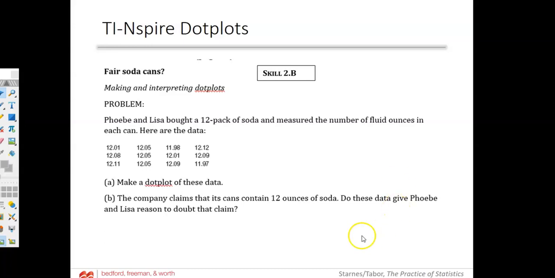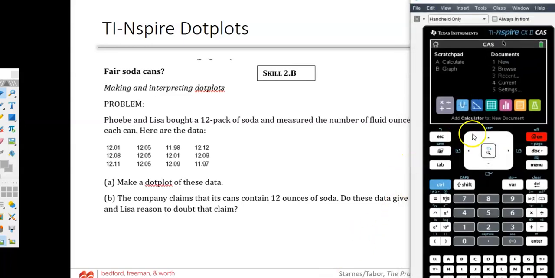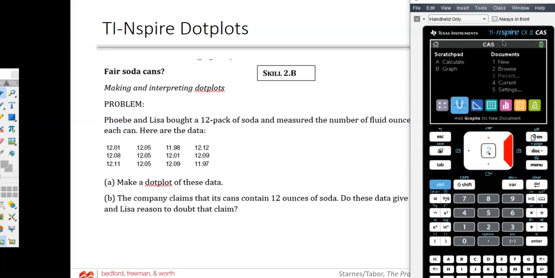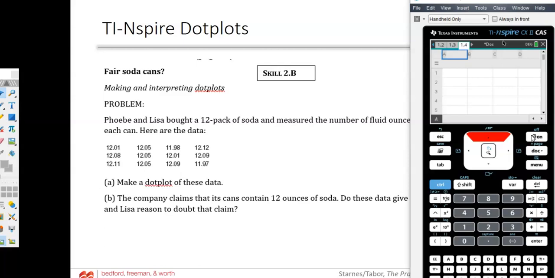Here's my dot plot. We're going to actually make a dot plot on our calculator. If you do that, go to the home key and go to the app that looks like a list spreadsheet. So we're going to go to the very top, right next to the letter A, and type the name. This is the fluid ounces of soda. Let me spell soda for soda data. Okay. So I'm going to put my cursor in cell A1. So in the table, just like Excel, it's going to be A1. So we're going to put 12.01, 12.08.